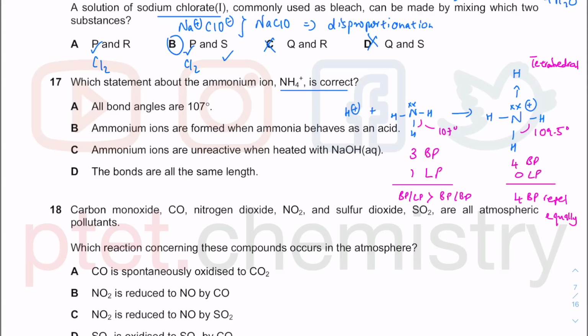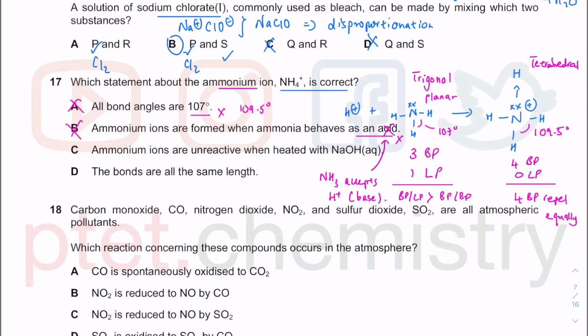I have not drawn it to show the shape. If you want to show the shape, you have to draw a 3-dimensional diagram and not this lousy diagram, which is just displayed here, which doesn't show you the geometry at all. So all the bond angles are 107. That is wrong because we're looking at ammonium. It's tetrahedral, 109.5 degrees already. And ammonium ions are formed when ammonia behaves as an acid. Nope, it will accept protons. So the NH3 accepts the H+, and when you accept the H+, that is it acting as a base, a proton acceptor there. So acid is wrong there.